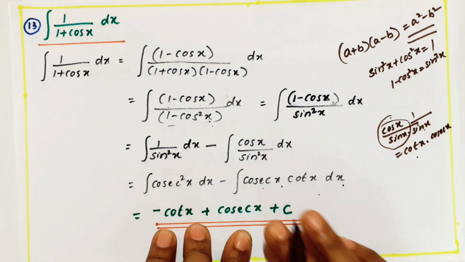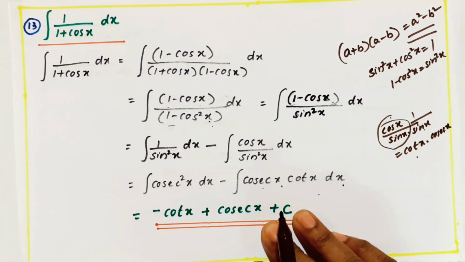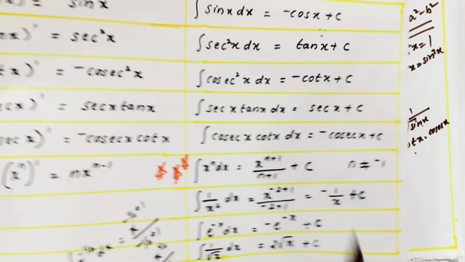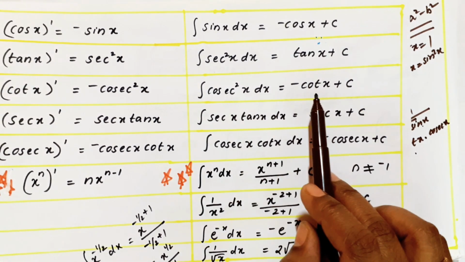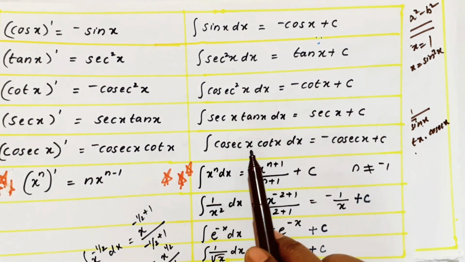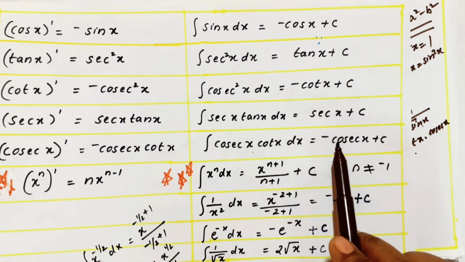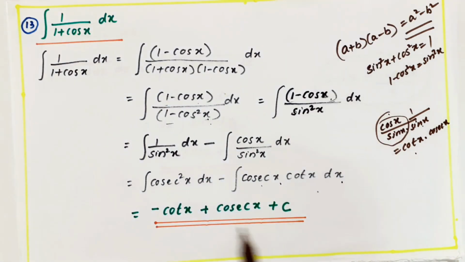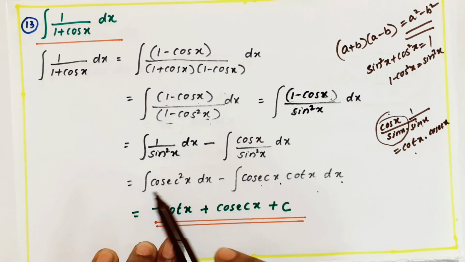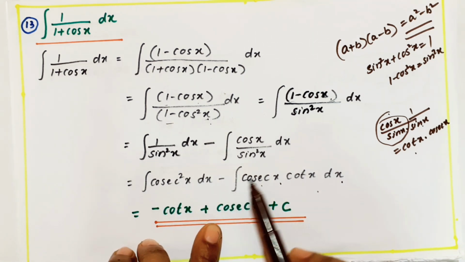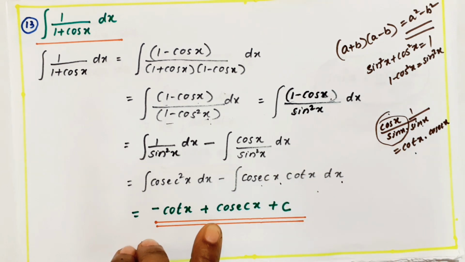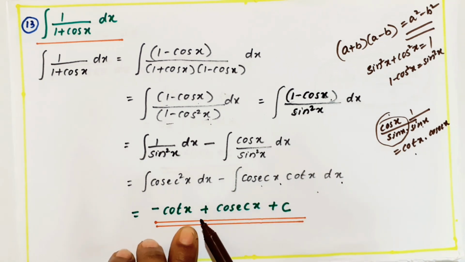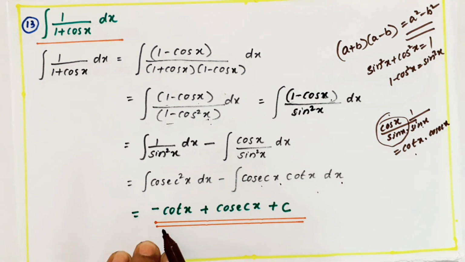After reaching this term, you should remember our standard identities. What is integral of cosec square x dx? It is minus cot x. What is integral of cosec x cot x? Minus cosec x. So we get minus integral of cosec square x as minus cot x, and integral of cosec x cot x as minus cosec x. That minus and this minus will become plus. So we get minus cot x plus cosec x plus c.